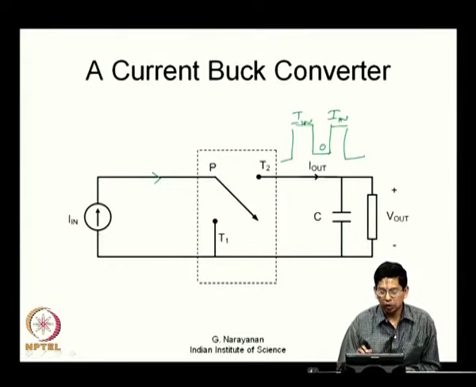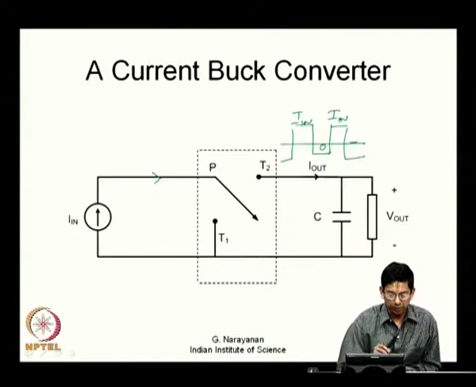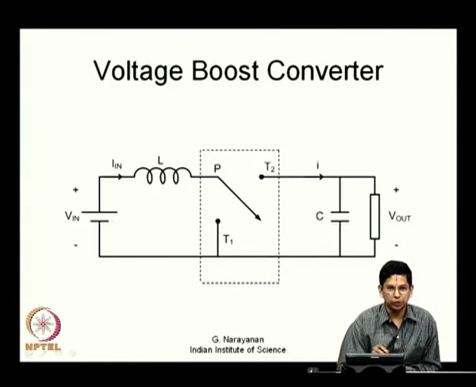So, now what we are trying to do is, here the average output current is lower than the input current. Therefore, you would expect the output voltage to be greater than the input voltage. Therefore, this is a boost converter now. So, let us go on to the next step of replacing this current source with a voltage source and a series inductance. Now, this is a voltage boost converter.